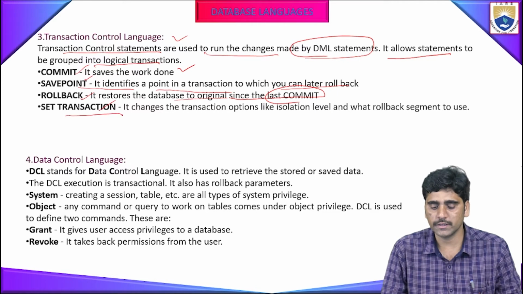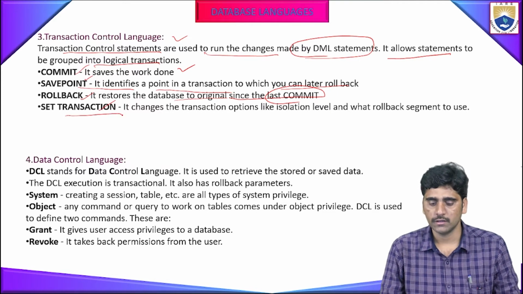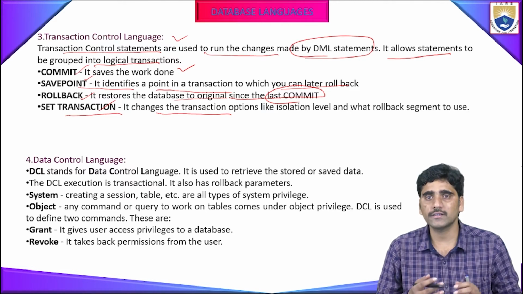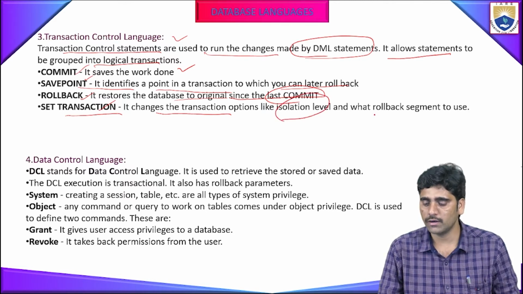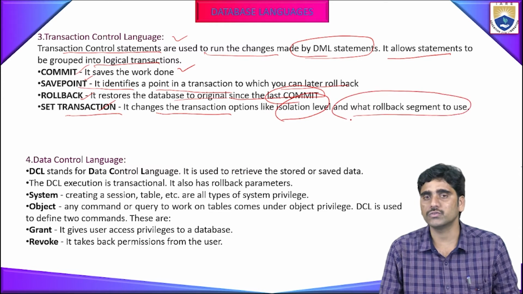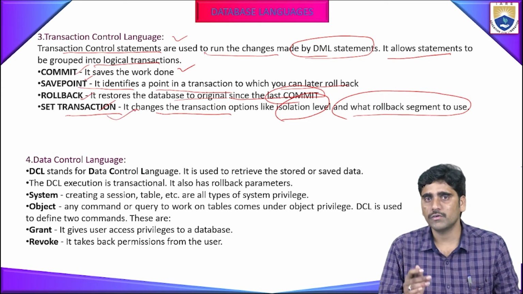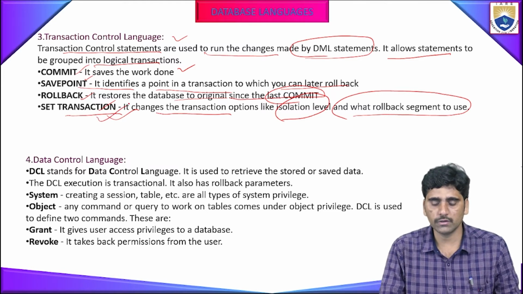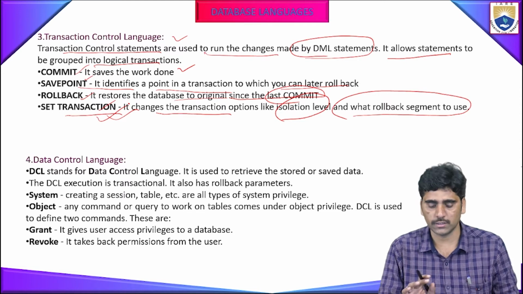Next, set transaction. It changes the transaction options, like the isolation level and which rollback segment to use. We perform some steps for a transaction: you set the transaction for the purpose, begin the transaction, process it, and then finally end the transaction. For this purpose we use the set transaction command.